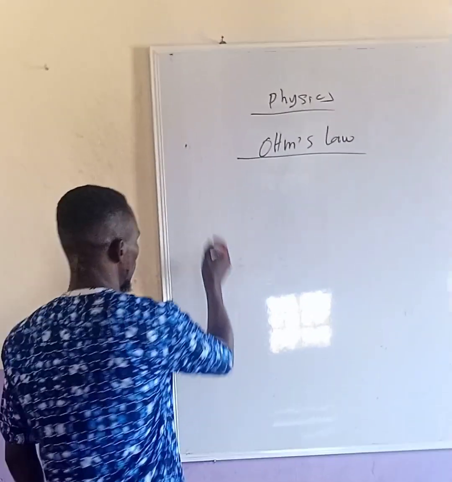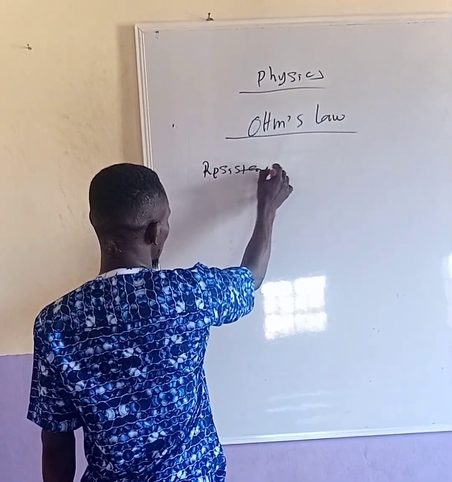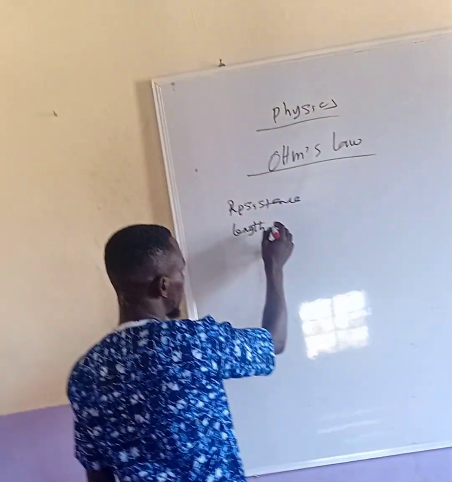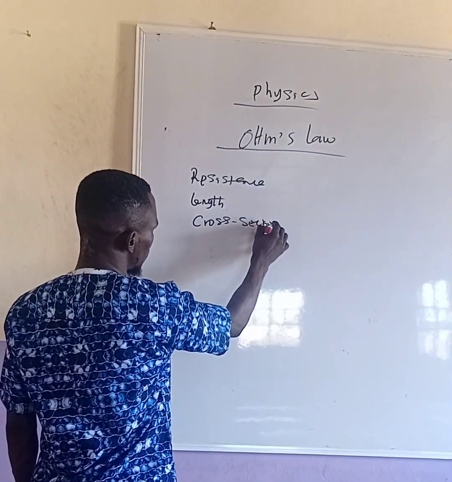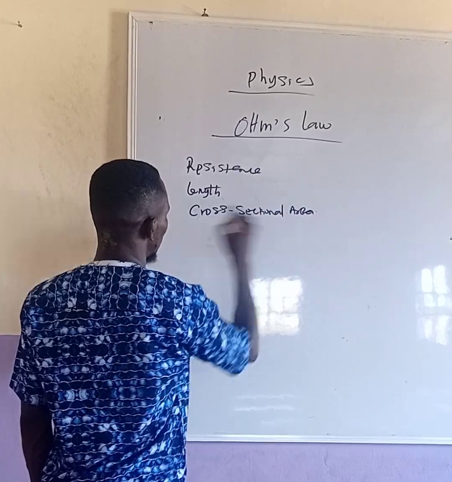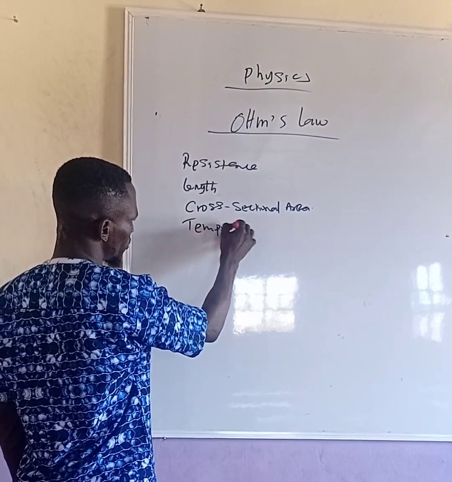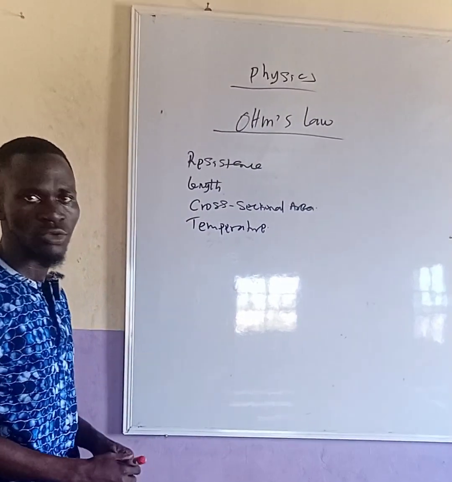Number one, we have resistance. Number two, we have the length. We have what we call the cross-sectional area. And we also have what we call temperature. So these are the constant conditions of the material in Ohm's law.